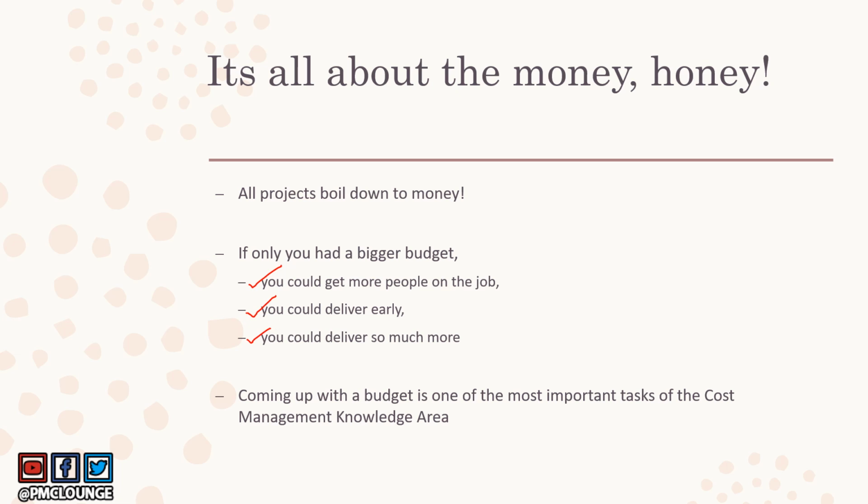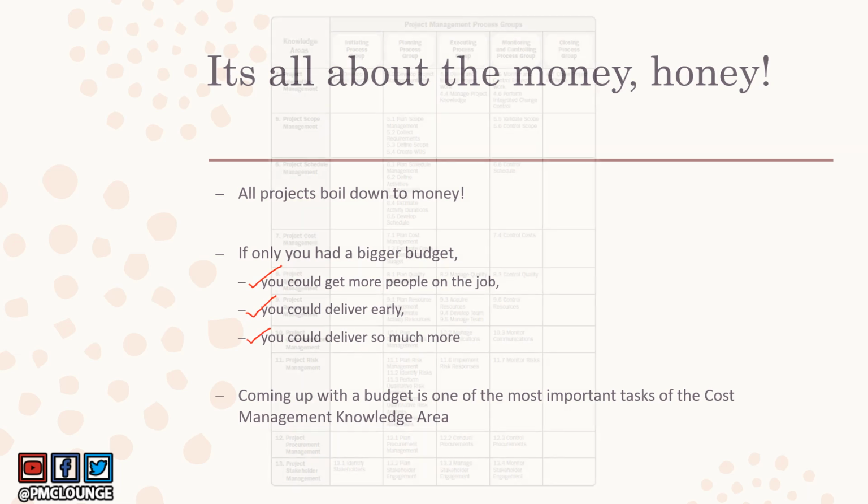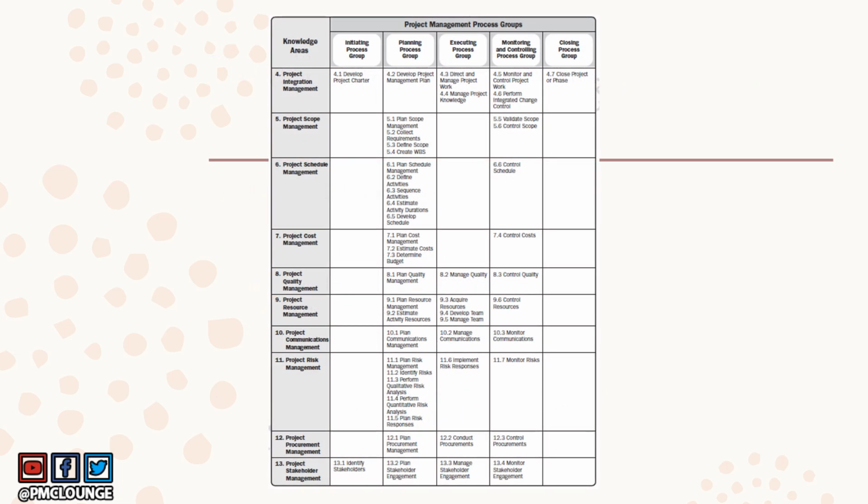Now, let's look at where this cost management knowledge area fits into the grand scheme of things, into the PGKA mapping, or the process groups knowledge areas mapping. This is the PGKA mapping. As you can see, here is project cost management, and this has 4 processes, 3 in planning and 1 in monitoring and controlling. By the way, we have already covered the other knowledge areas that you can see above cost management.